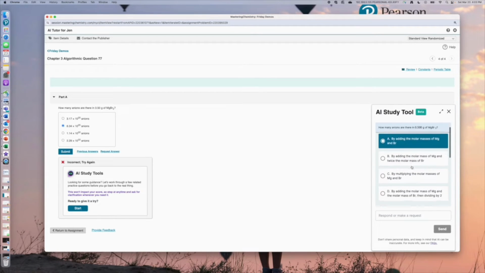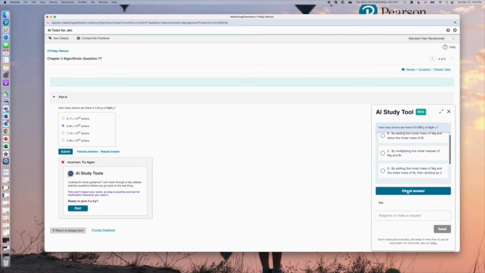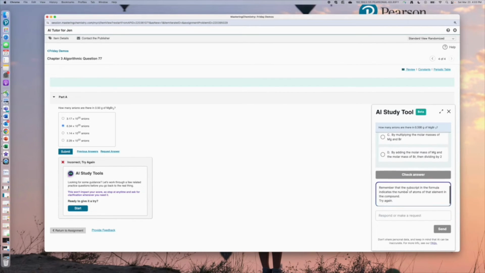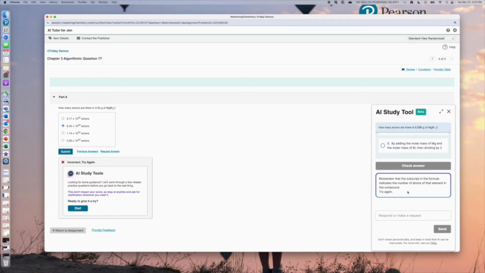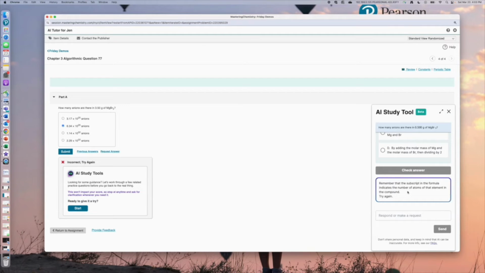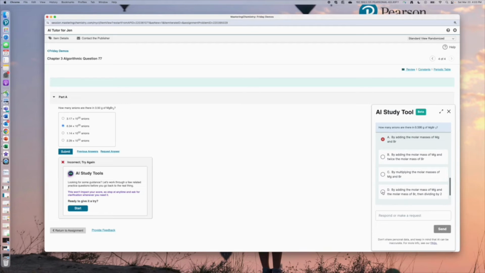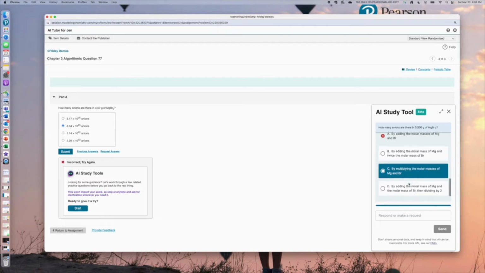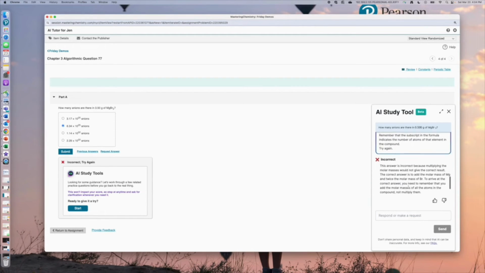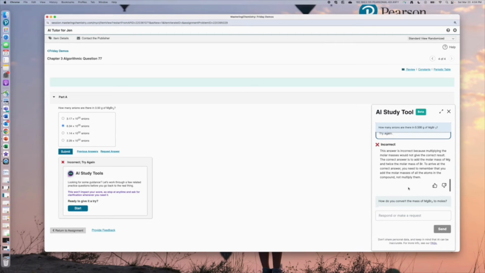Remember, these are created in advance by telling the system we need to have a robust track to get the student to understand how to do this. So it says, remember that the subscript in the formula indicates the number of atoms in the element in the compound. So it's not going to add the molar masses. It's, you know, we need to do something else. So let's go ahead by saying by multiplying. And that's also incorrect because that would not give the correct result.